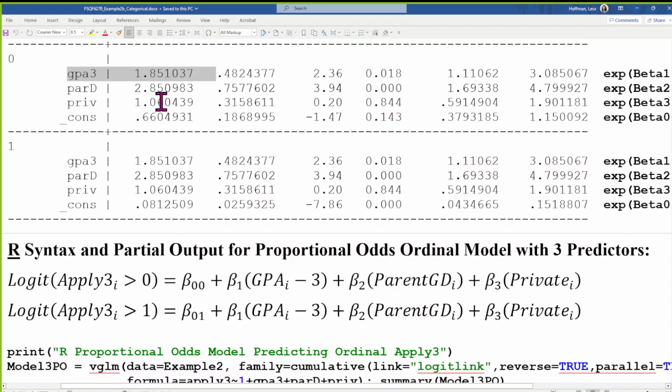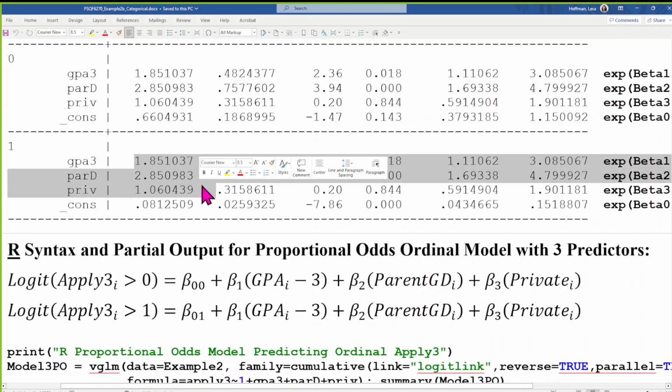Not necessarily. Everything is positive. Odds are always greater than 0. What does a 0 slope correspond to in odds ratios? 1. Yeah. So the fact that this is greater than 1 means it's a positive slope. These are all positive slopes because I coded the variables to make it that way.